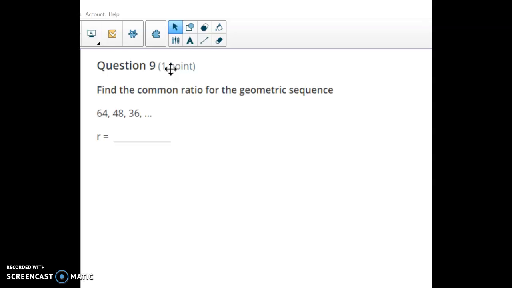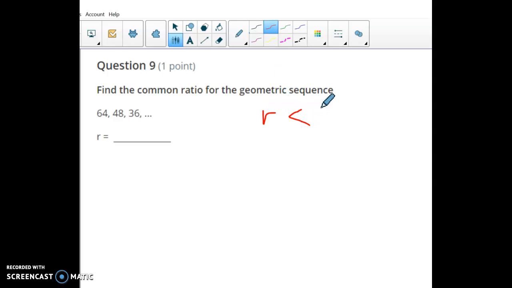All right, this is going over number 9 on the homework for 9.4 day 2. The common ratio for a geometric sequence is just the number that you are multiplying by, right? So basically here, the first thing I would think is that r has to be something that's less than 1. If we are getting smaller, then we must be multiplying by something that is less than 1, right?